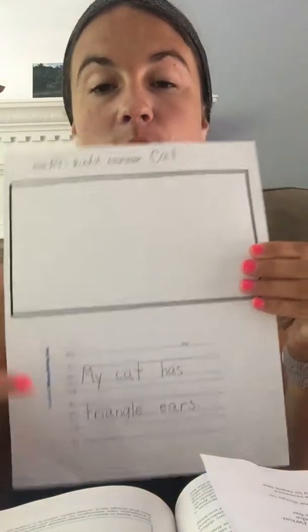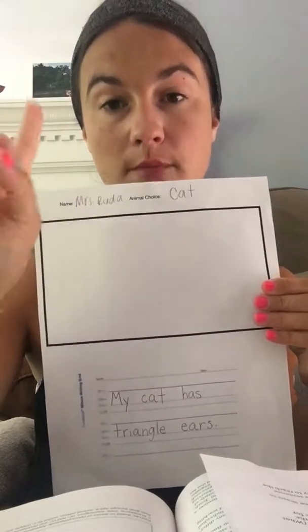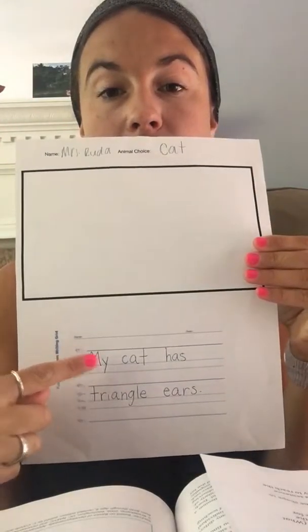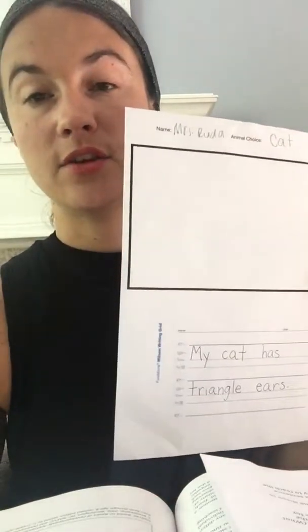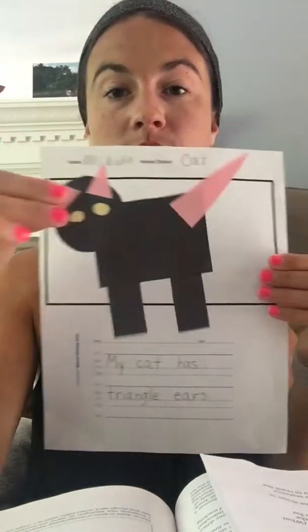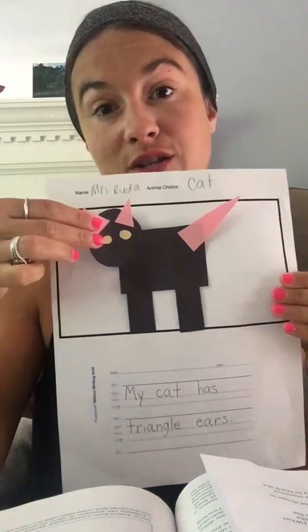But they're going to have a sheet like this, and I want them to include just one shape that they made for one body part. So, for example, my cat has triangle ears. They would then take their cat, glue it on right here like this, and now they're ready to present.